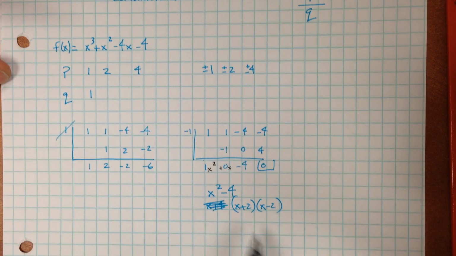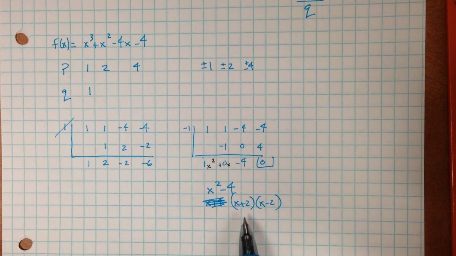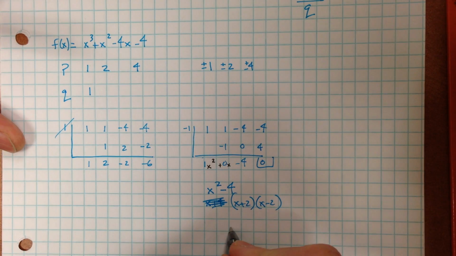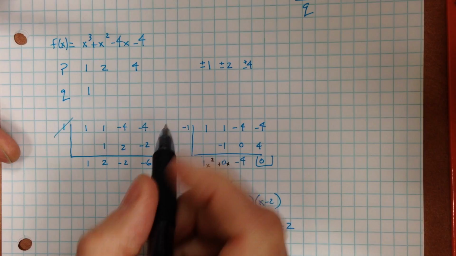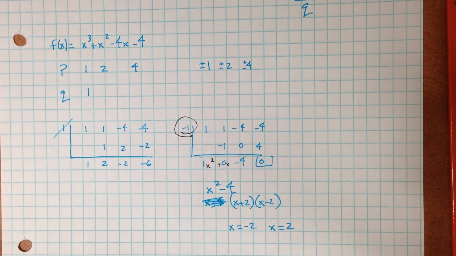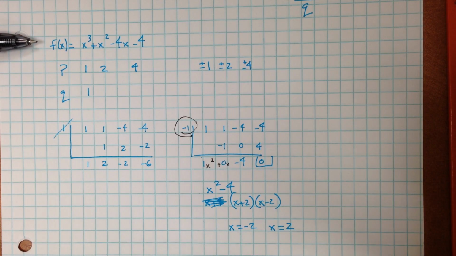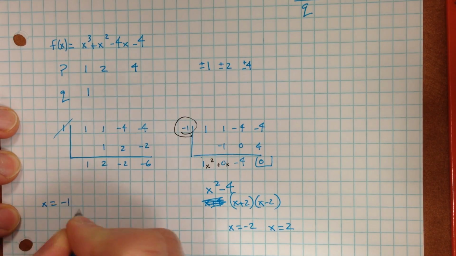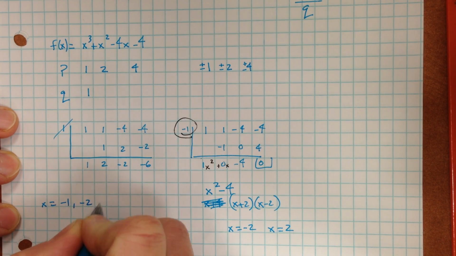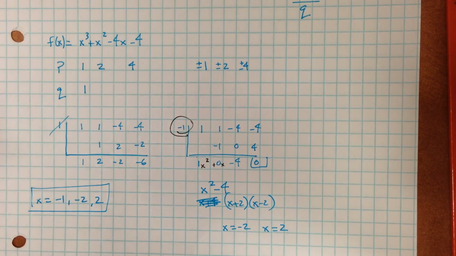Well, if you were to take these 2 factors and change them into roots, change them into zeros, we would be getting x equals -2 and x equals +2. So coupling that up with my other root that I found of -1, if we were to list all the roots of this, we would be looking at x equals -1, -2, and +2 for my 3 roots, my 3 zeros of this polynomial function.